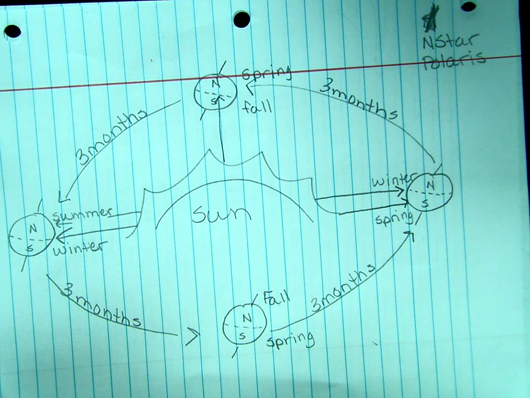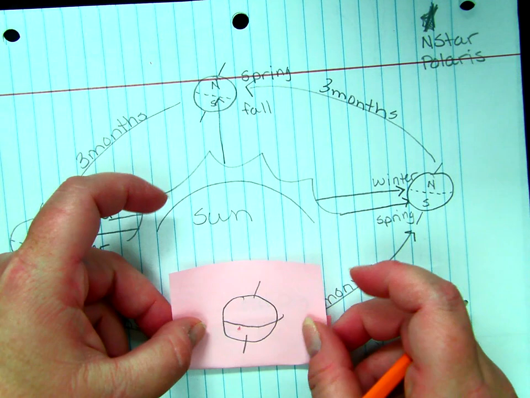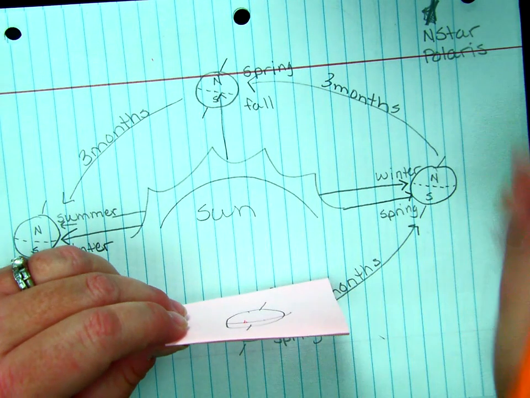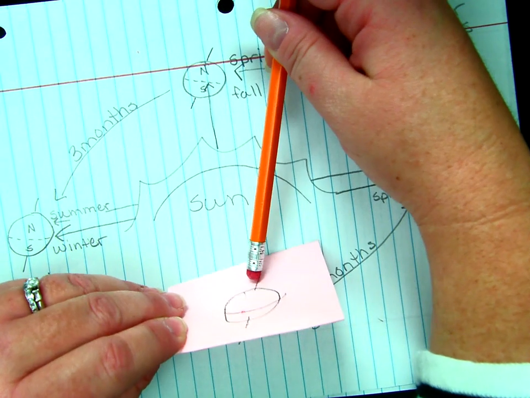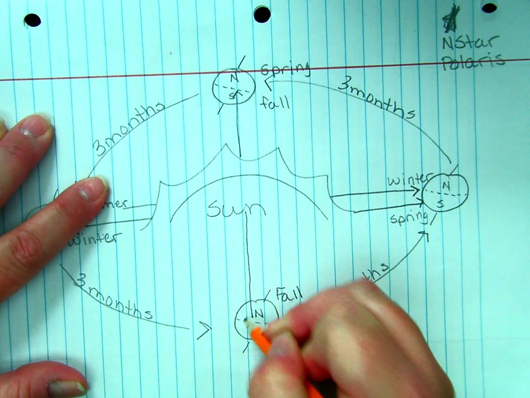And the same thing would go for our Earth down here. If it were flat and we stood it up, the sun would hit the equator. So we're going to draw our arrows straight down. We're going to hit that equator.